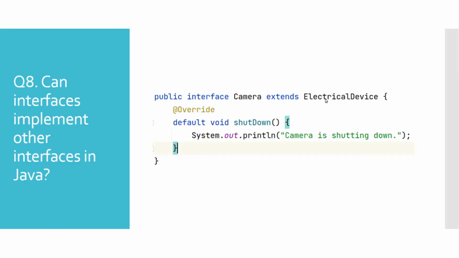Can interfaces implement other interfaces in Java? This is definitely possible, but bear in mind that we do not use the implements keyword as we would when implementing interfaces in classes, but instead we use the extends keyword. An extending interface will inherit all abstract methods from the interface that it extends. One interface can extend multiple other interfaces.